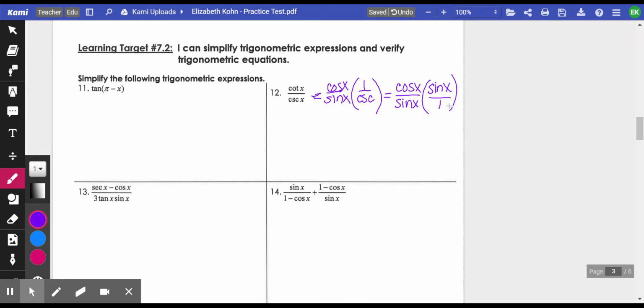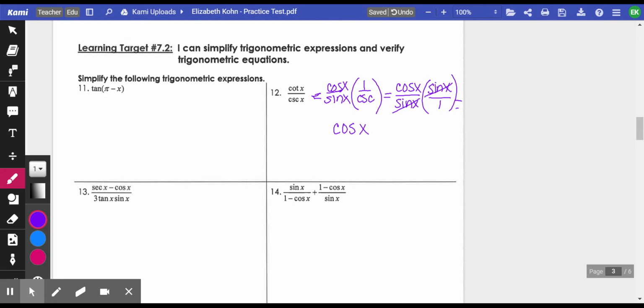Now, as you can see, I have a sine on top and on bottom. Those simplify, and I'm left with just cosine of x, okay? So when we're simplifying, it's okay to separate stuff out and think of the cotangent and the cosecant as separate entities so that we can simplify with those.